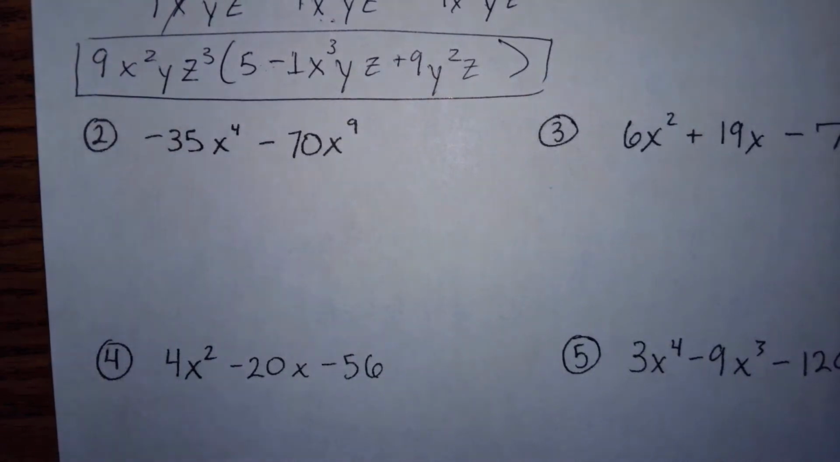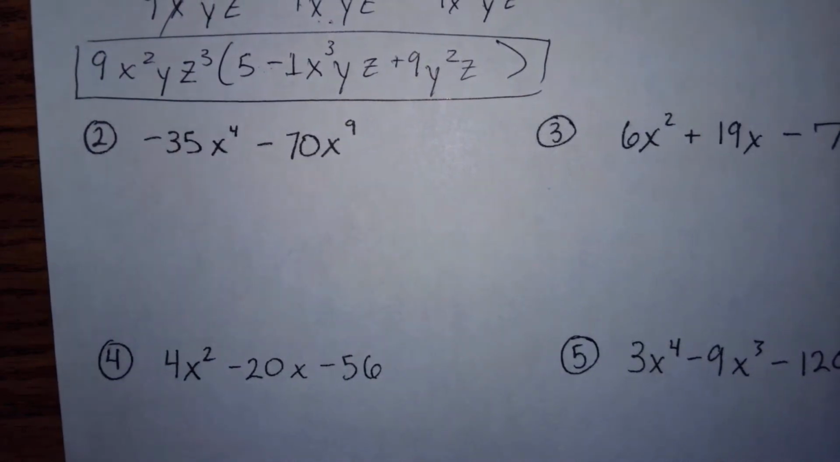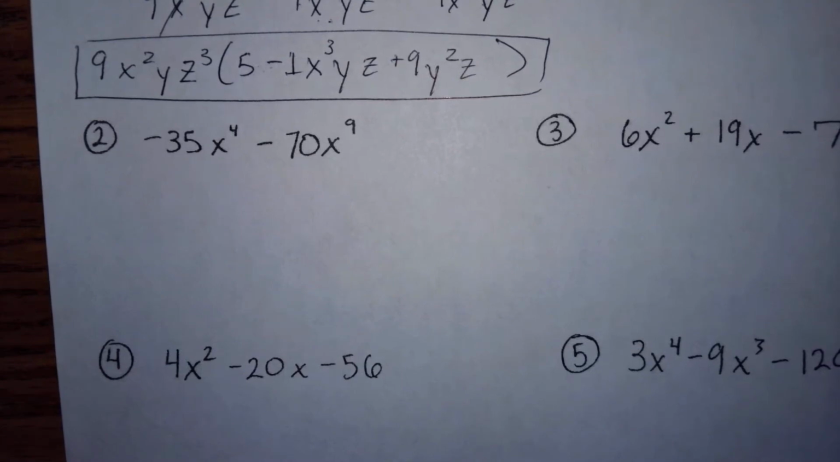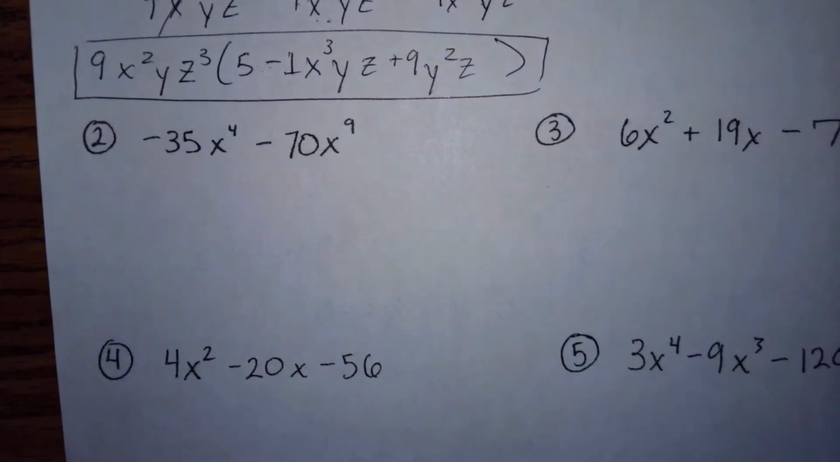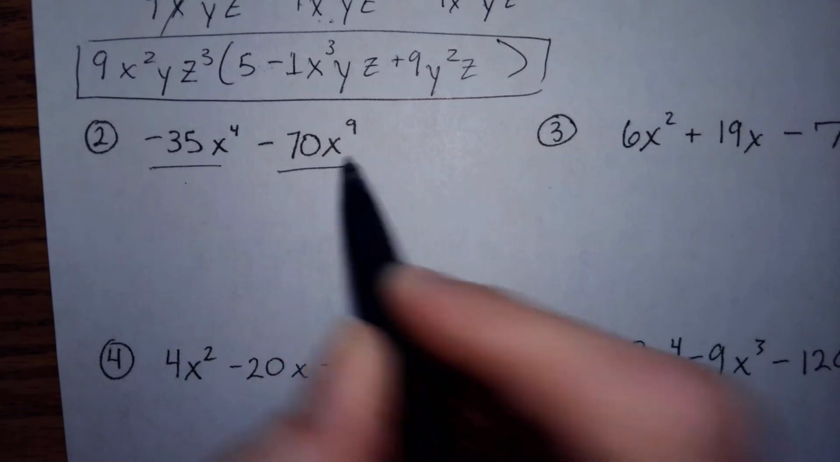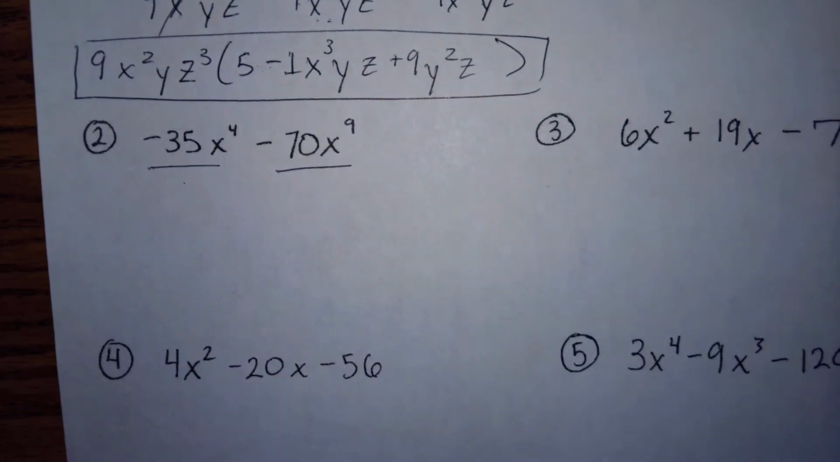So on this, the first thing is always divide by a greatest common factor. That's always what you should do. And in this case, the greatest common factor is the 35.